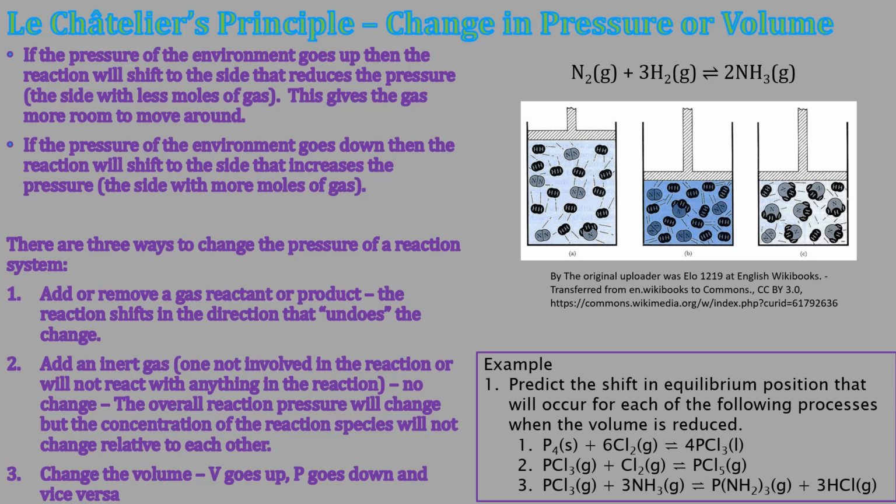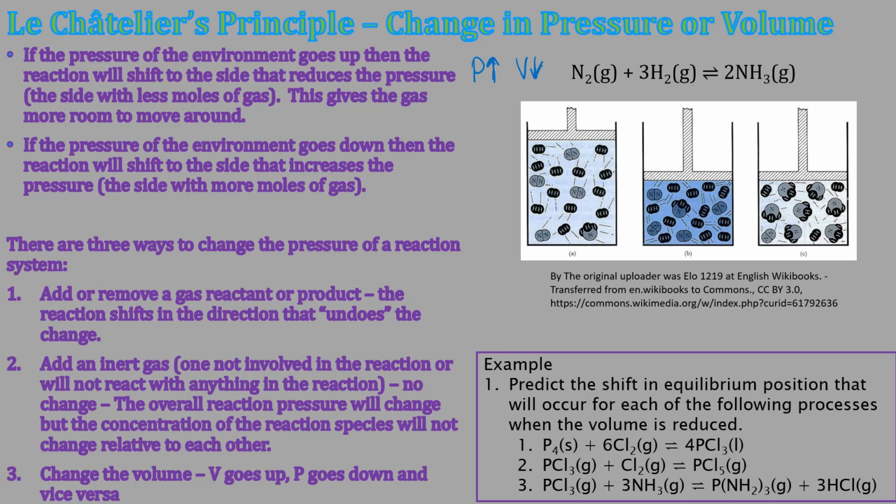All right, Le Chatelier's principle, change in pressure or volume. When we talk about gas reactions, a lot of the time we use KPs because pressure is easier for us to measure than molarity for gases. So two ways to think about this. If the pressure of the environment goes up, then that means volume is going down, because of Boyle's law, they have an inverse relationship. If the pressure goes up, then it has to shift to the side that reduces the pressure. And so that's the side with fewer moles of gas.